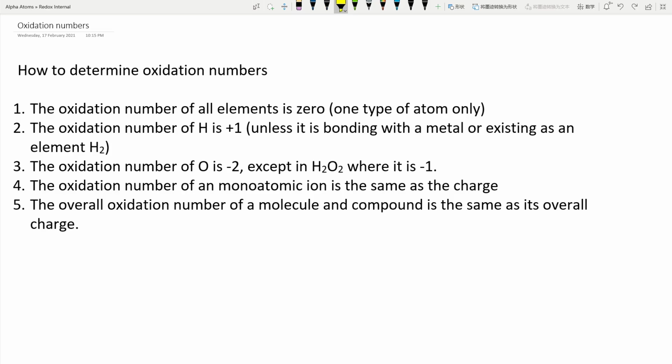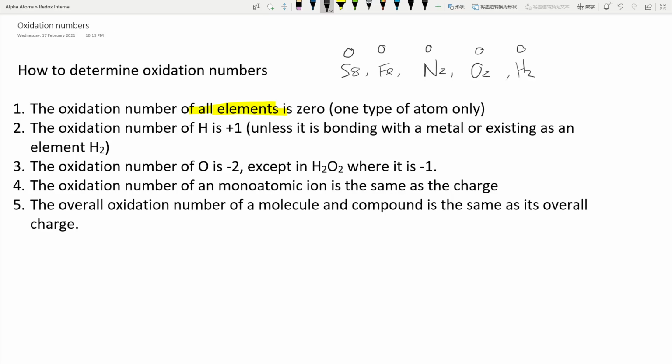So for all elements, when you have any element that is just hanging out by itself, for example S8, for example Fe, or just think of any element like nitrogen, even oxygen, even hydrogen, any element that's on its own, the oxidation number is 0. I tend to write the number 0 just above them, just to indicate what the oxidation number is.